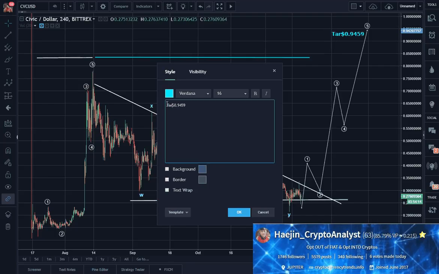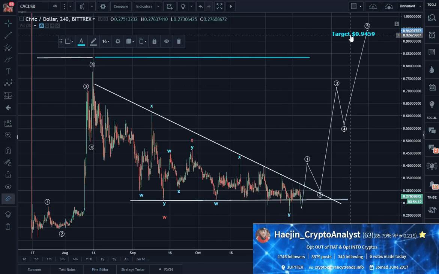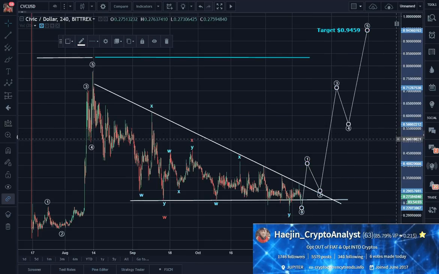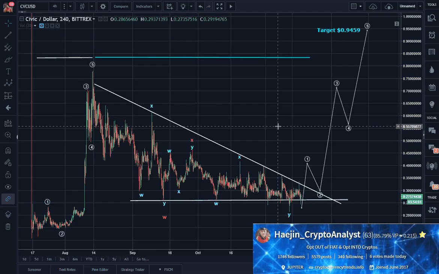Now some of you are asking, how the hell do you know where to put those numbers? How do you know where to put these? What are you doing? I mean, is it magic? No. Not at all. And I'll show you. It's quite easy. Yeah, you do have to follow the rules of Elliott waves on how to label. And I'll go through that with you right now.